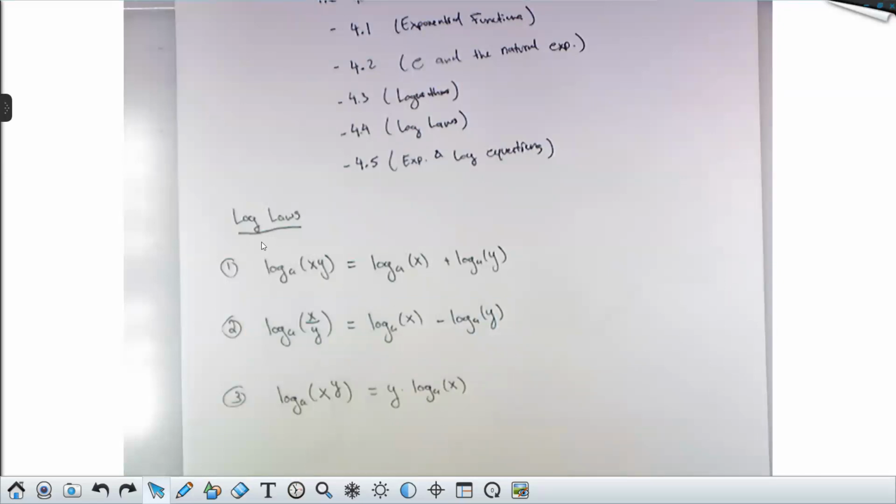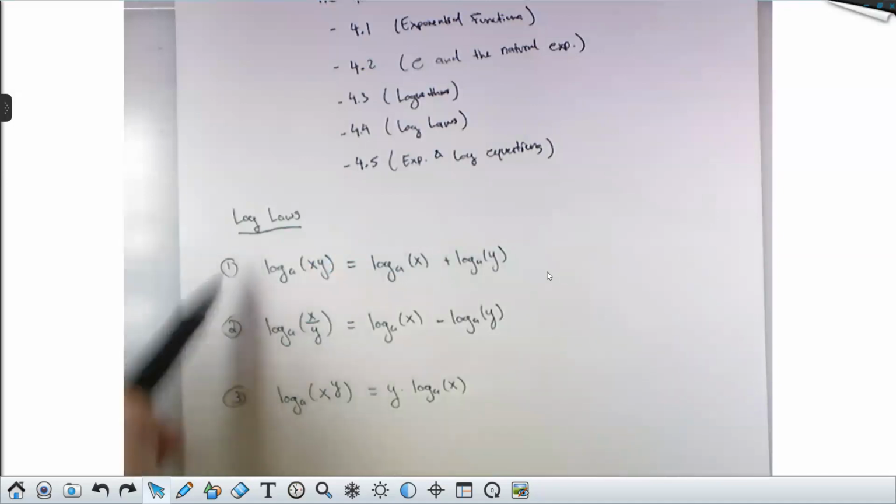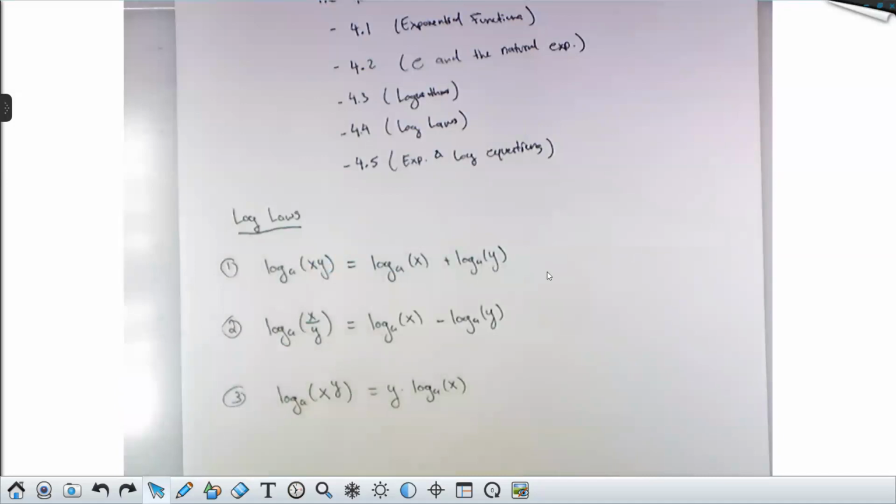Also, each of these can be used in two directions. If I give you a log of a product, you can expand that into a sum of logs. Or if I give you a sum of logs, you can combine that into a single log with a product inside. So let's look at a couple examples. You need to remember these. These need to be burned into your brain forever and ever, amen. Just like the rules for exponents need to be burned into your brain forever and ever, amen.